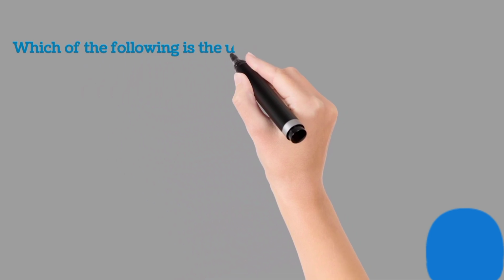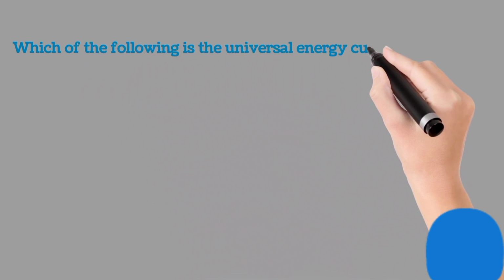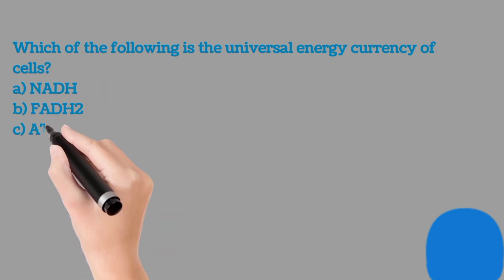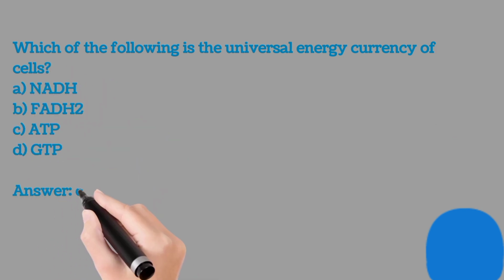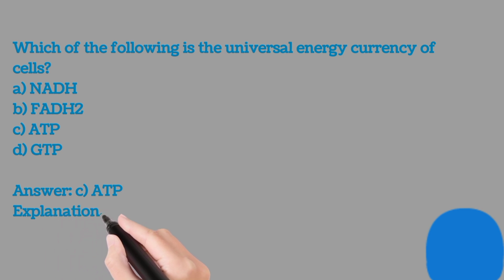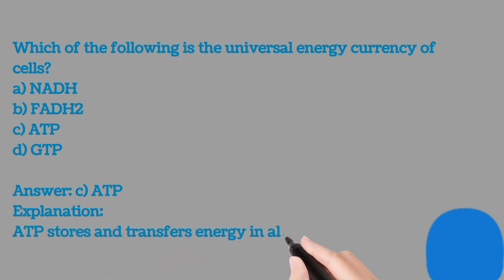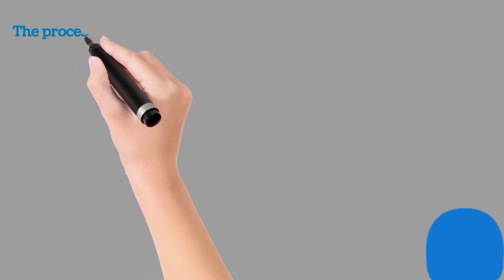Which of the following is the universal energy currency of the cell? NADH, FADH2, ATP, GTP. ATP. Adenosine triphosphate stores and transfers energy in all living organisms.